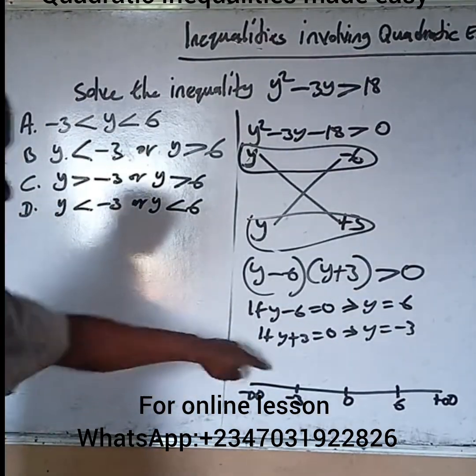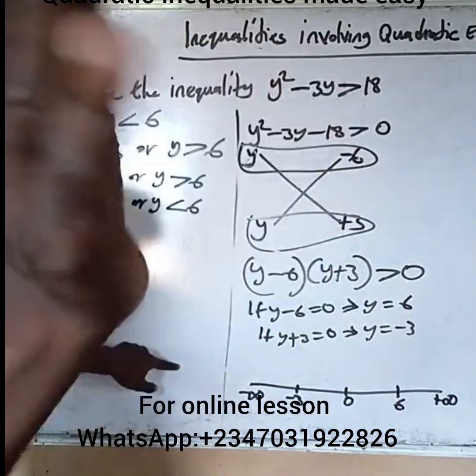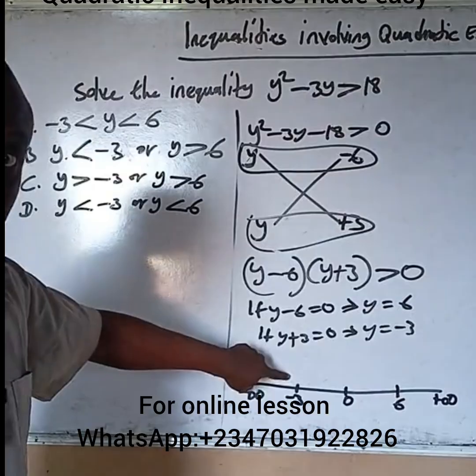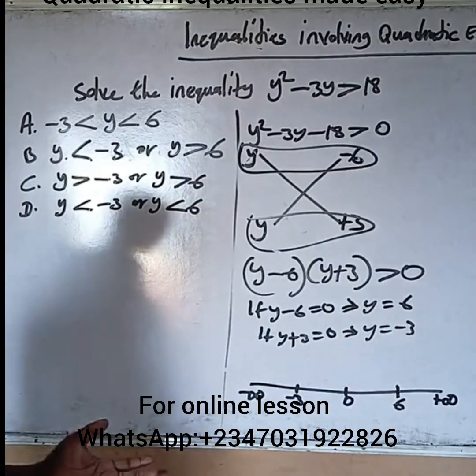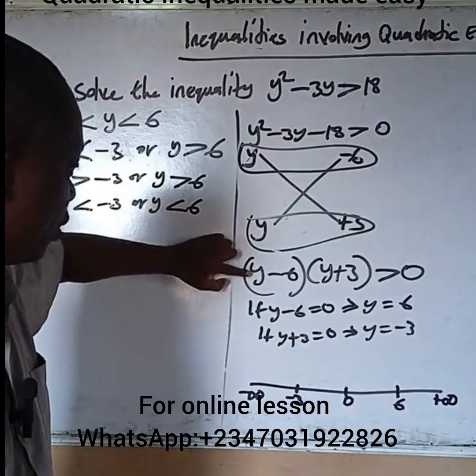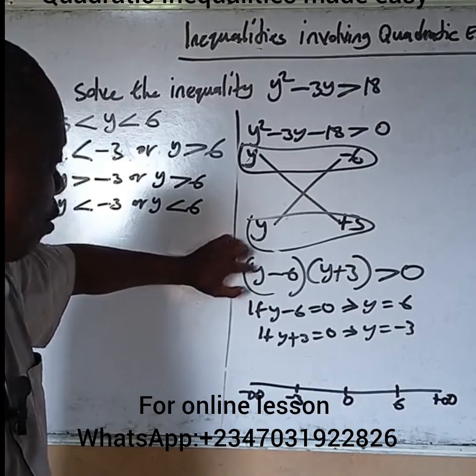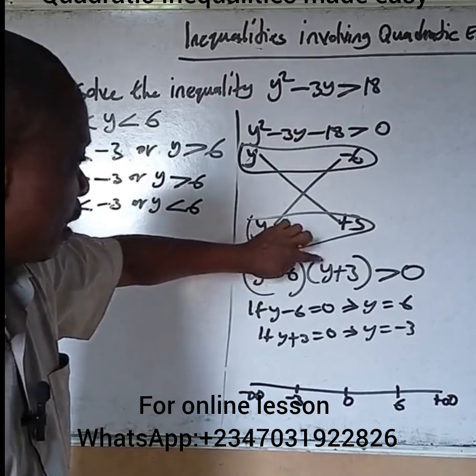Let's choose any number that is lesser than minus 3. You have minus 4, minus 5, minus 6, minus 7. Any of those numbers is lesser than minus 3. So let's take anyone. Let's take minus 4. It means that our y is minus 4. If I put minus 4 here, minus 4 minus 6 will give us minus 10.